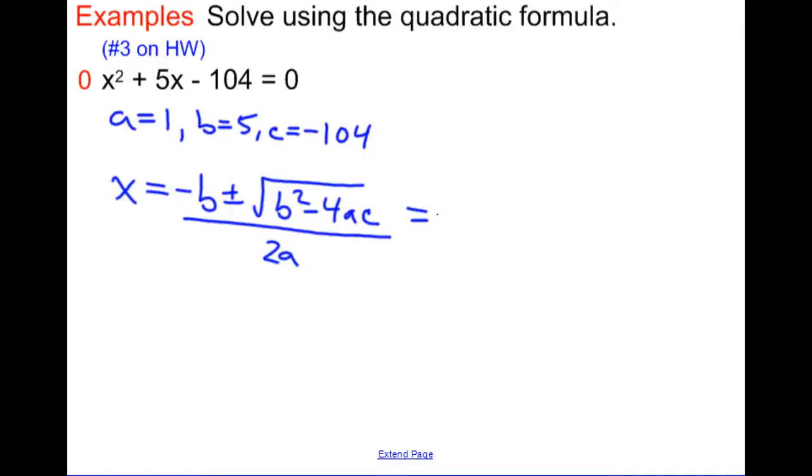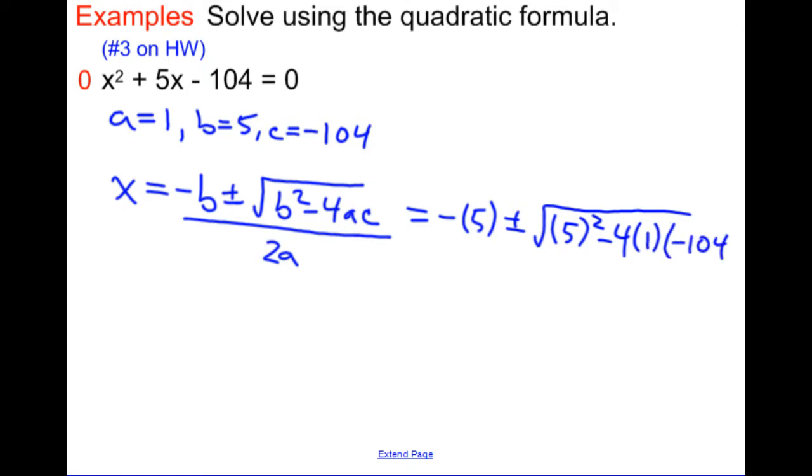So I have negative b. B is 5, and we use parentheses to emphasize my substitution. Plus or minus the square root of b squared, that's 5 squared, minus 4 times a, which is 1, times c, which is negative 104. That is all over 2a.